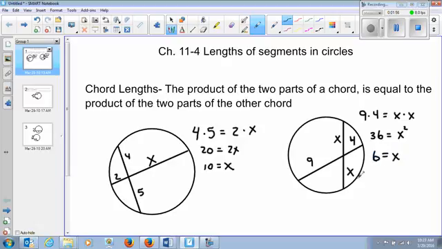So with chord lengths, not too bad. Just take the two parts of each chord, multiply them, and set them equal to the other chord.